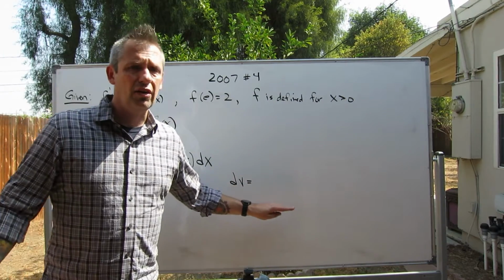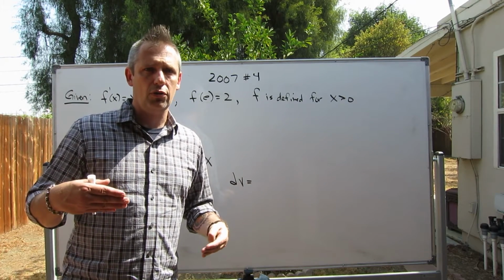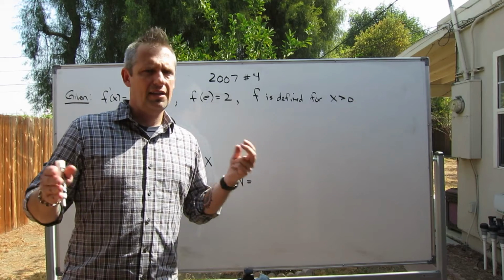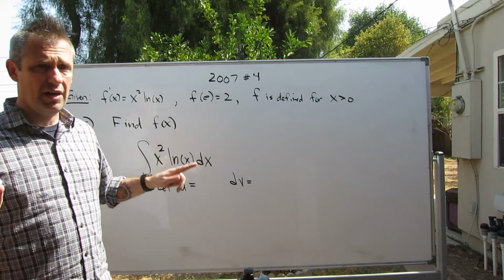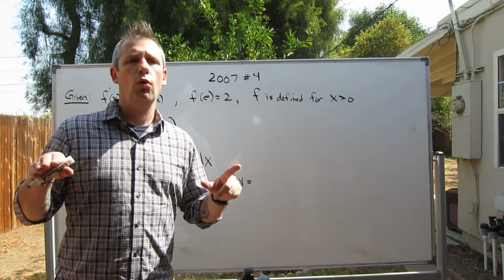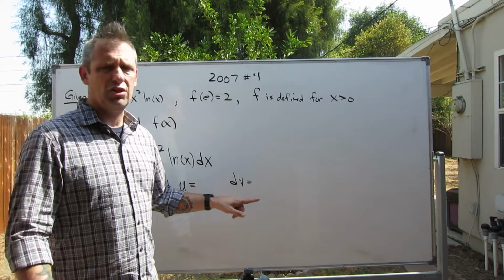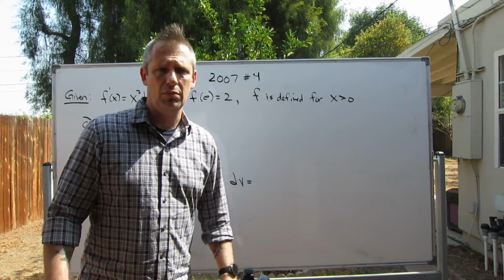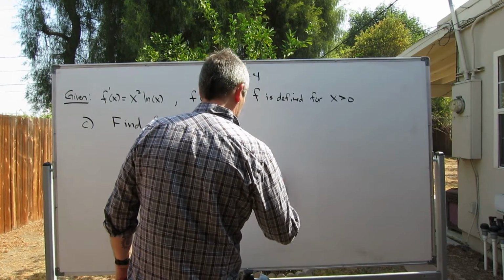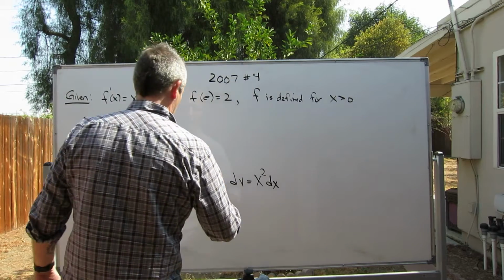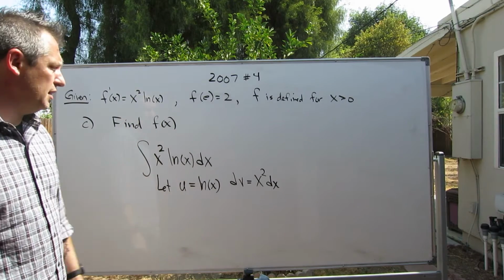That means I'm not going to let dv equal the natural log, because while I can compute the integral of natural log if I try very hard, it's not something I know relatively quickly. In fact, computing the antiderivative of natural log by itself requires a whole other integration by parts. So I'm not going to do an integration by parts within an integration by parts. That seems crazy. So I'm probably going to let dv equal x squared dx, and I'm going to let u equal natural log of x, because now I can do both of these things.